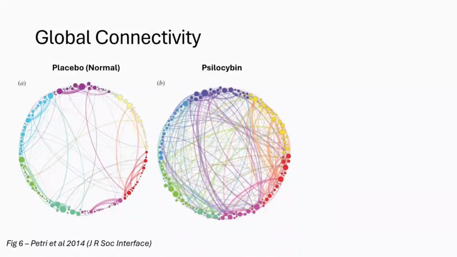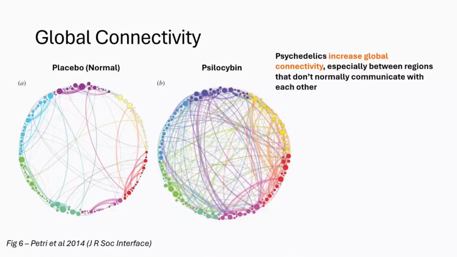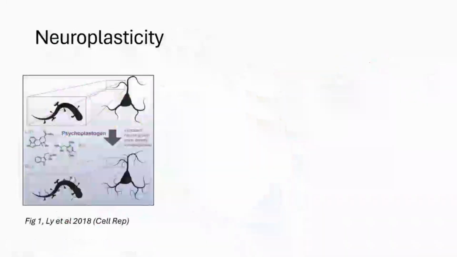And then you look at psilocybin, and every region is communicating with every other region, and there's all sorts of stuff going on. And so whilst psychedelics decrease the overall activity, they increase global connectivity, especially between regions that don't normally communicate with each other. And this is why we think we get some weird effects like synesthesia. So synesthesia is where you have sensory modalities that are kind of integrated. So you might be able to taste colours or smell touch. And these are known to occur under psychedelic experiences. So this is a possible explanation of how this might occur.